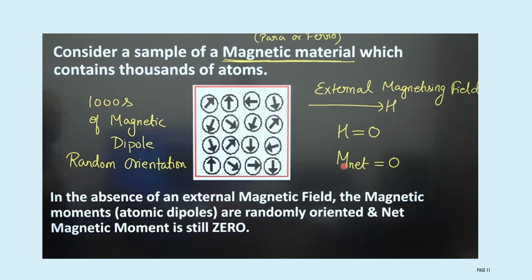Here you have to remember, in the absence of an external magnetic field, the magnetic dipoles will be randomly oriented. Because of random orientation, the net magnetic moment will be 0. This can be observed in paramagnetic and ferromagnetic materials.